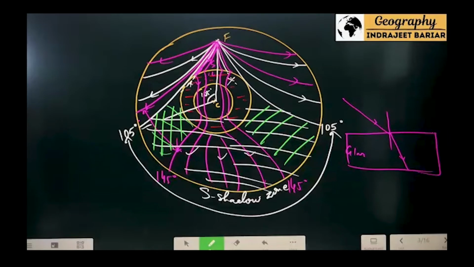As neither P waves nor S waves are received here. Neither P waves nor S waves are received here.